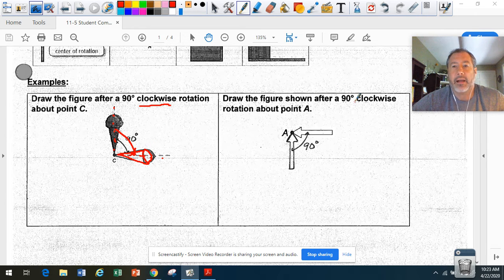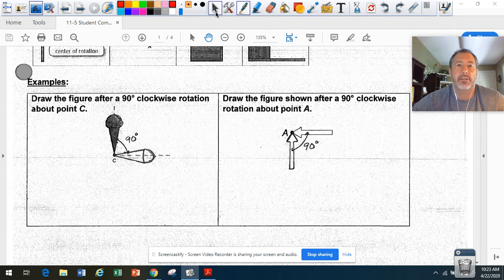Now, I'm taking my arrow here. It says draw the figure shown after a 90 degrees clockwise rotation around point A. So here's my point A. I'm going clockwise. So you can, if you want to, draw your center line in here. It's a little bit hard here with this mouse. And then I'm going to rotate this down 90 degrees. So as you can see, my center will now be down along here, and then I draw my arrow. So this is a 90-degree clockwise rotation.